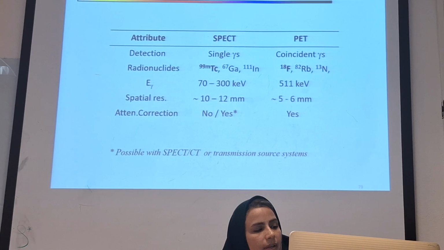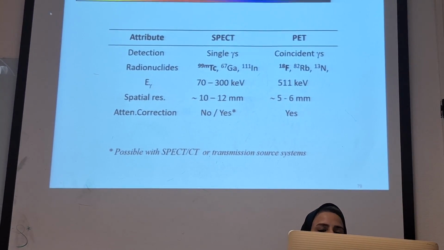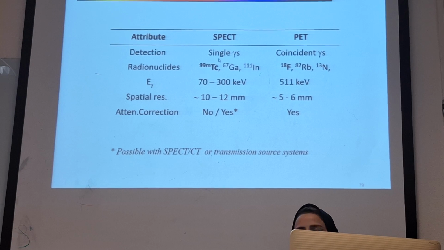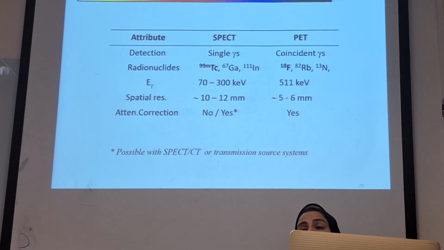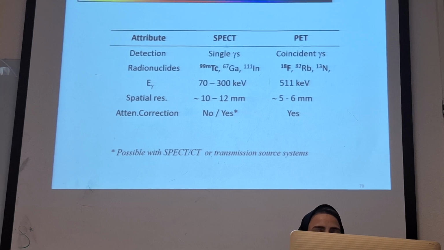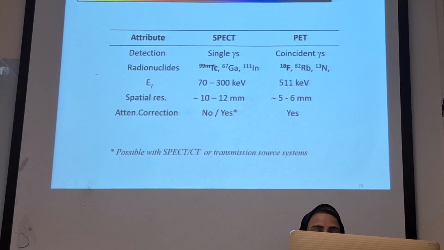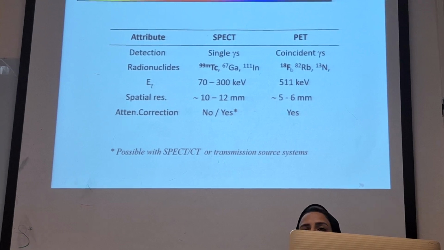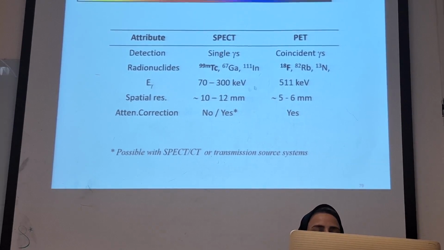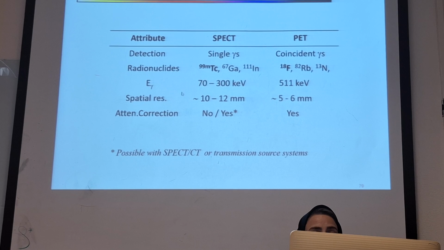And another comparison between PET and SPECT. In the SPECT, we use a single radionuclide, but in the PET, we use coincidence of two gamma rays. And the radionuclide in the SPECT, what is important is the thickness. But in the PET, it is fluorine-18, and the energy of the gamma photons is 511 keV.